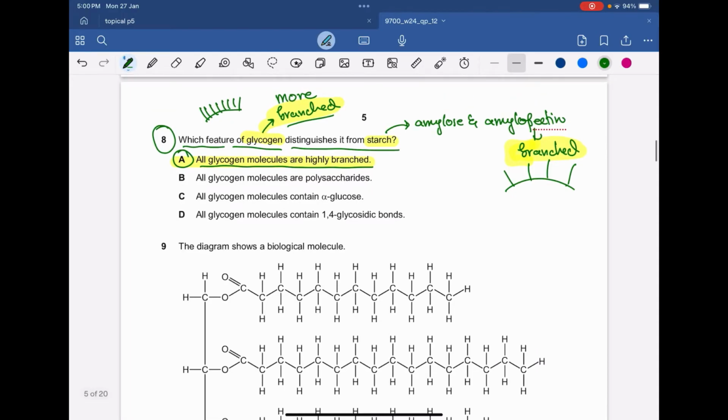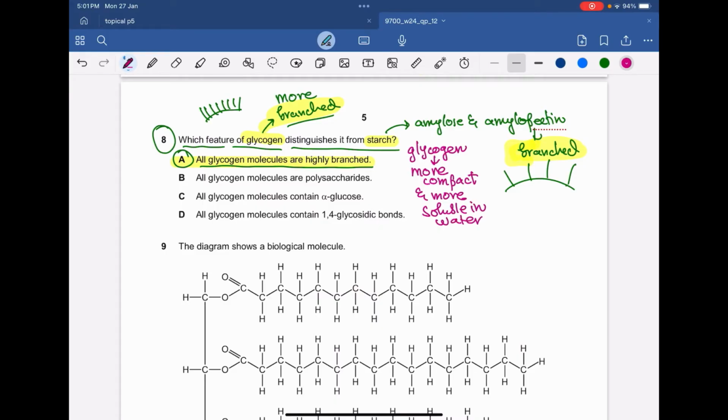And also let's talk about some more differences between glycogen and starch. Glycogen is more compact, sorry, I'm sorry, the glycogen is more compact and more soluble in water, more compact and more soluble in water than the starch.